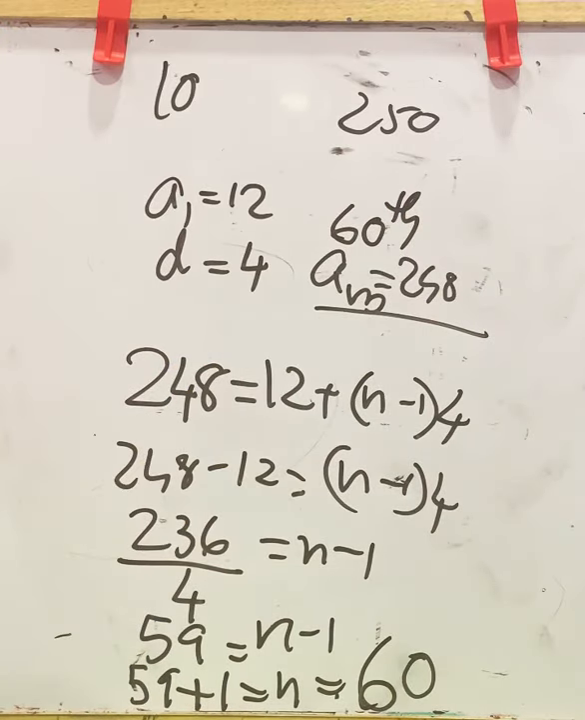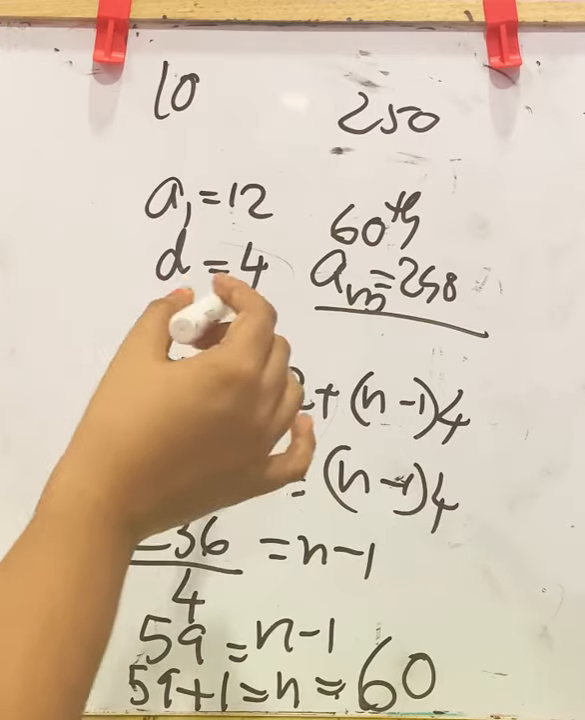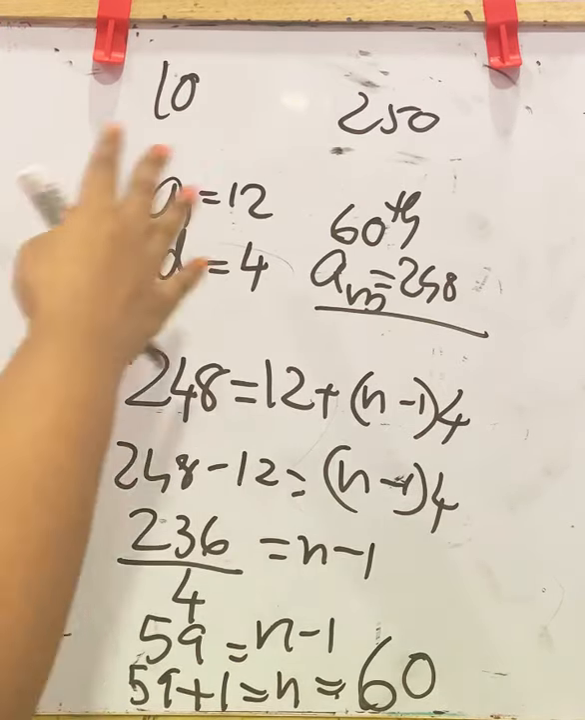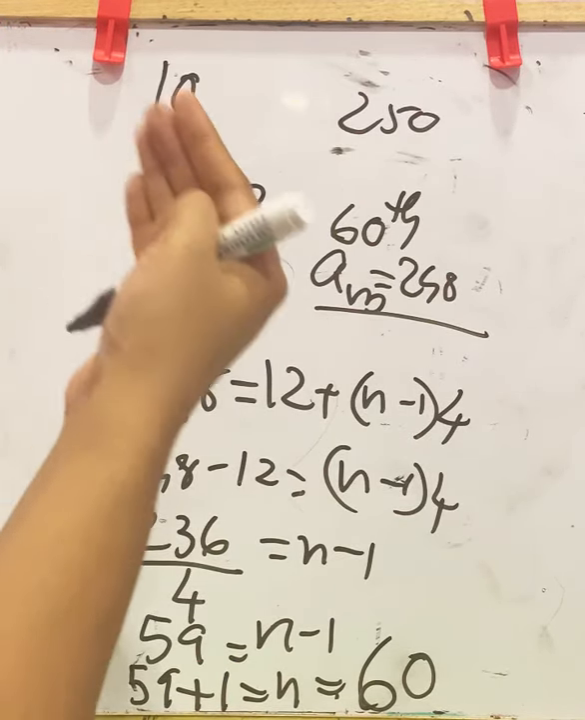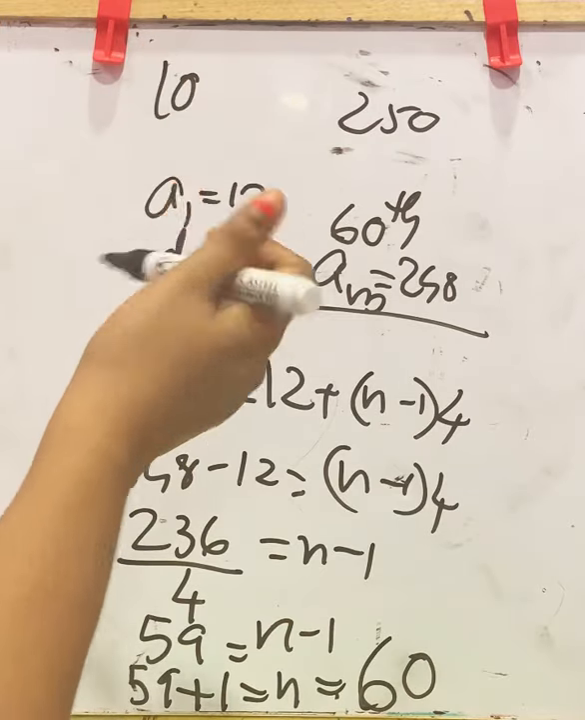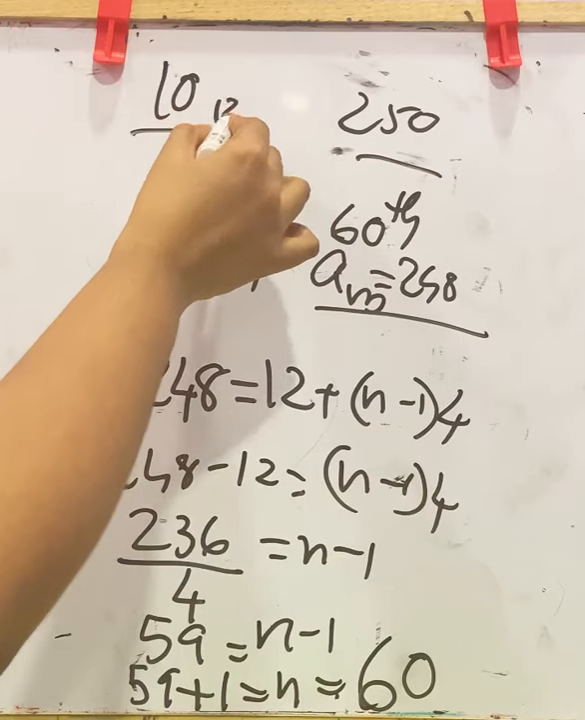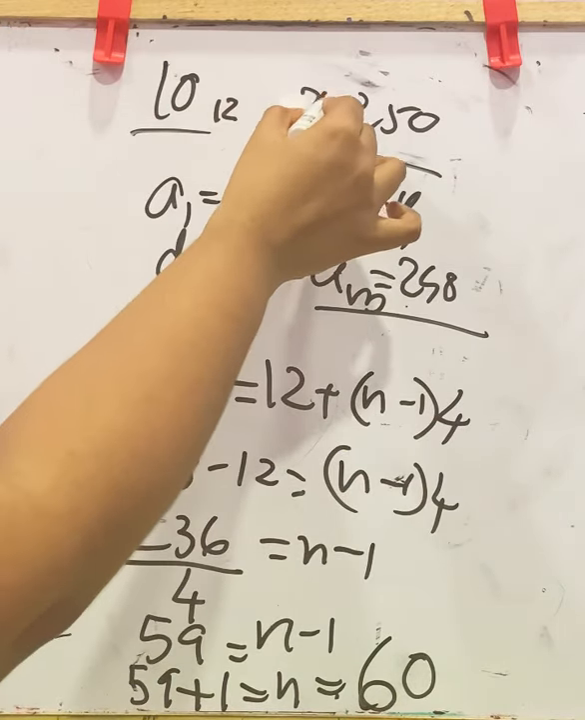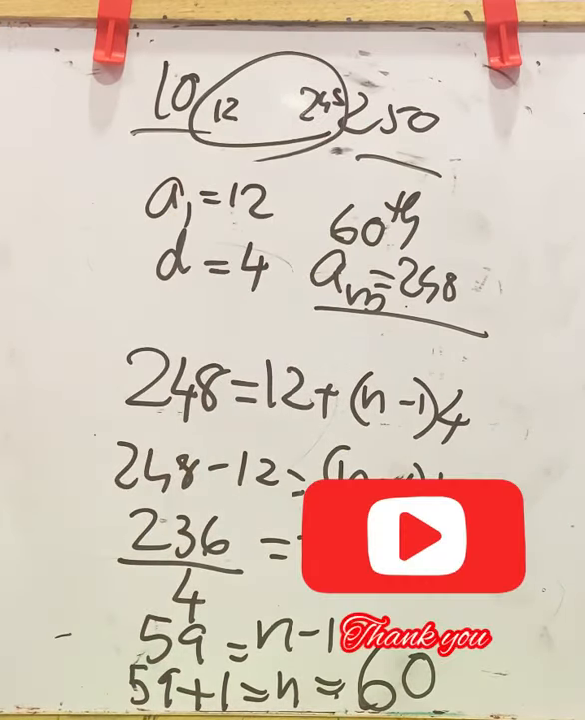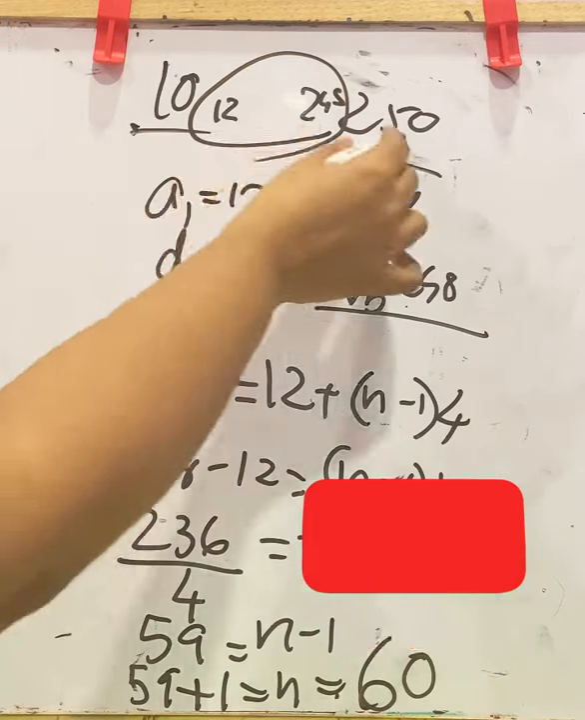If this is the last term and it is the 60th term, it means we have 60 terms in this AP. So how many numbers are there as multiples of 4 between 10 and 250? Starting from 12 and ending in 248, we have 60 terms between 10 and 250.